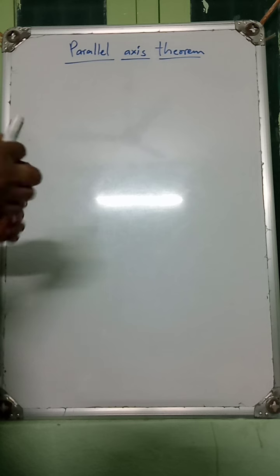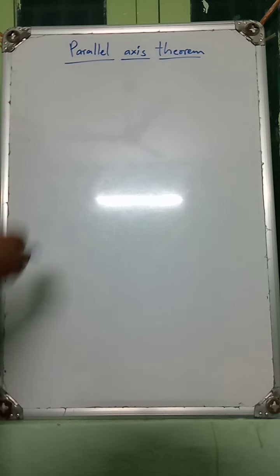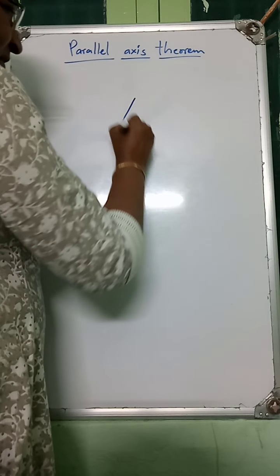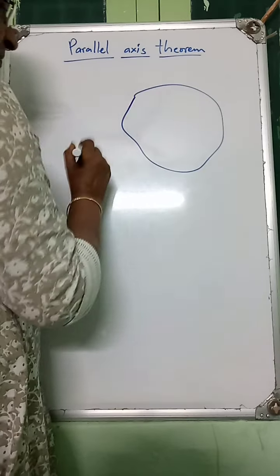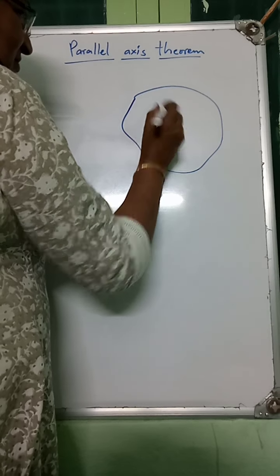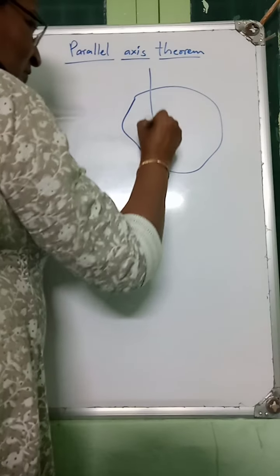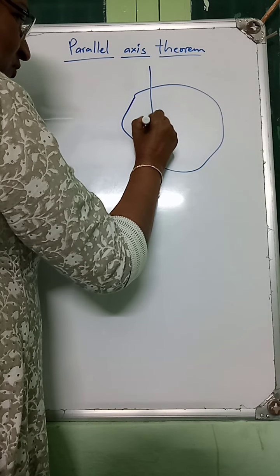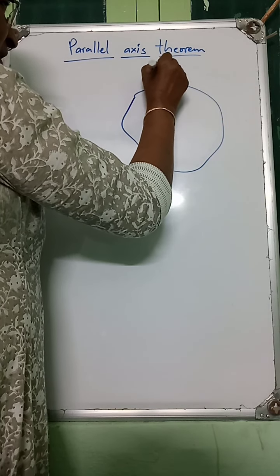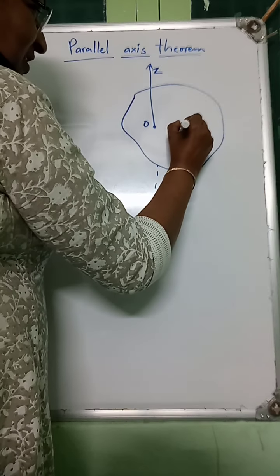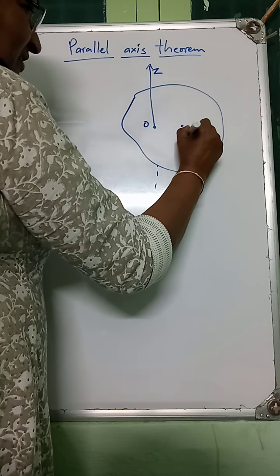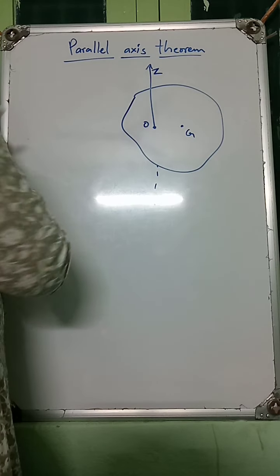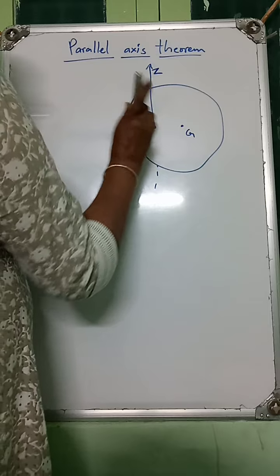According to the parallel axis theorem, first we consider a lamina. This lamina is rotating about an axis, about the z axis, passing through the point O and perpendicular to the plane of the lamina. Now let this point be the center of gravity of this lamina. Initially this is the z axis.